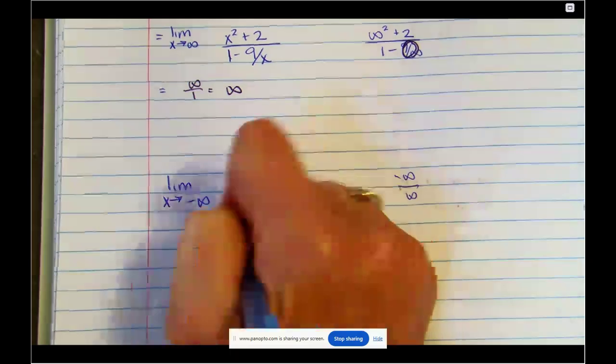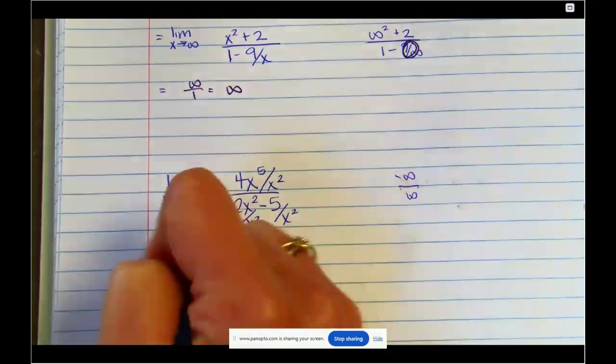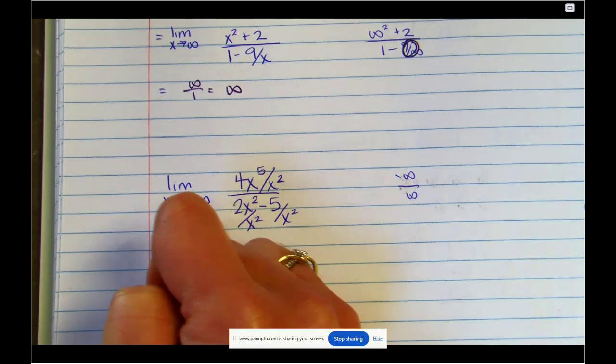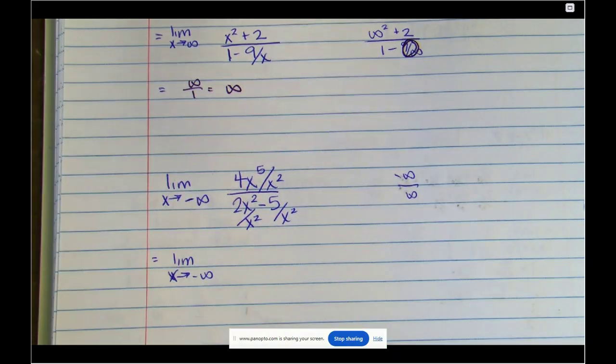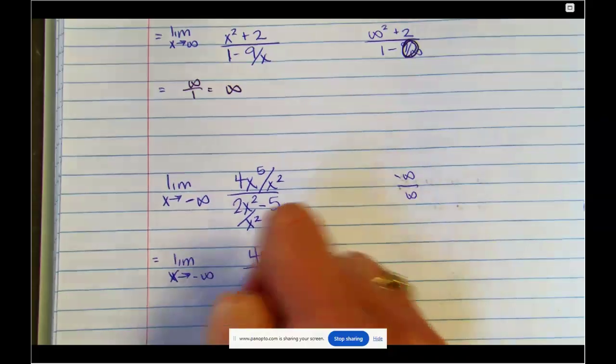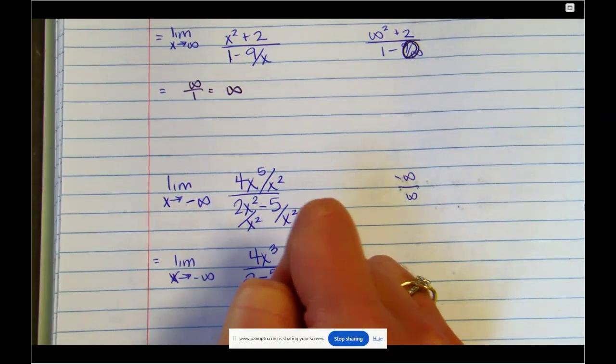Yep. Divide by x squared. So the top is what? Infinity? No. We're going to simplify first. Oh, my bad. That's okay. 4x cubed. Yep. Over 2 minus 5 over x squared.